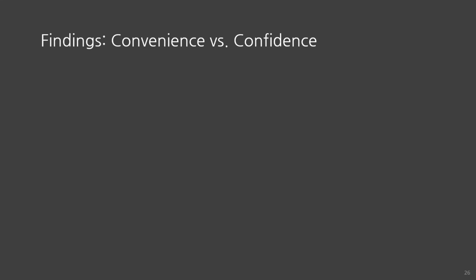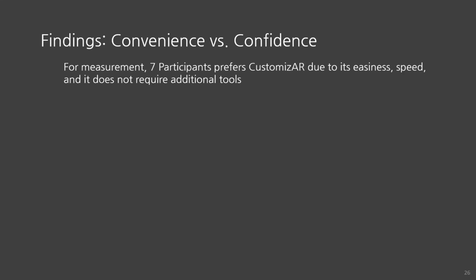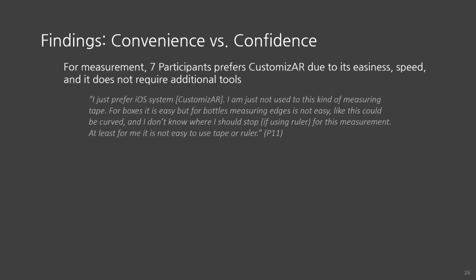Participants also had different preferences between convenience and confidence. Participants prefer CustomizAR due to its ease of use, speed, and because it does not require additional tools. CustomizAR also helps the user with complex parameters. As P11 mentioned, for boxes it's easy, but for bottles, measuring edges is not easy. Like, this could be curved, and I don't know where I should stop for this measurement.